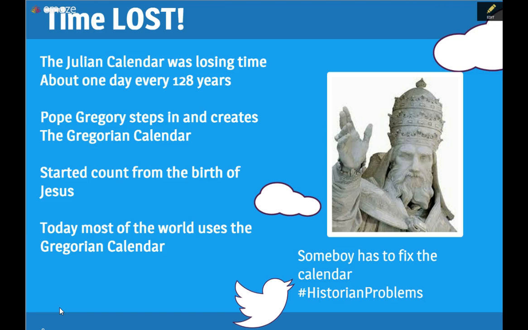Instead of starting from the beginning of the Roman Empire, the calendar switched to starting from the birth of Jesus. We'll talk about events that take place before that, known as BC, birth of Christ, and then we'll talk about events that take place after that, commonly known as AD, after the death of Christ. So today, most of the world uses the Gregorian calendar. You can see over there, I gave Pope Gregory a nice little tweet.